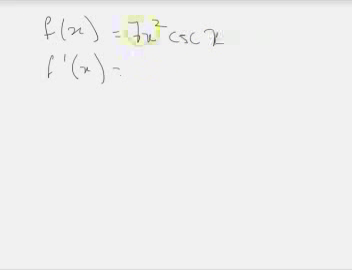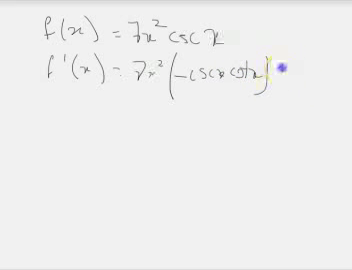And what we're going to do is we're going to first leave this one alone. So we're just going to write 7x squared, and then we're going to take the derivative of this function. And if you remember, that is negative cosecant x cotangent x. And then we will add, and we're going to leave this guy alone right here, cosecant x, and we're going to take the derivative of the first bit, 14x.